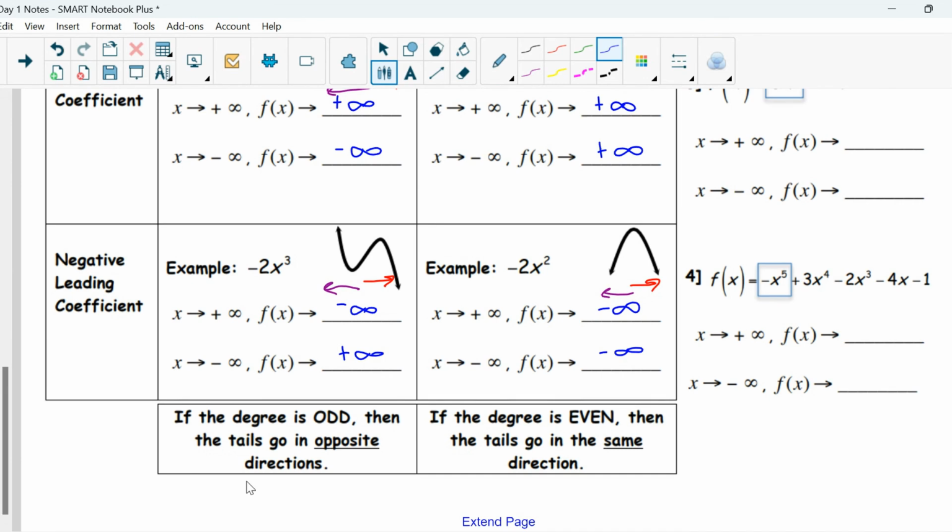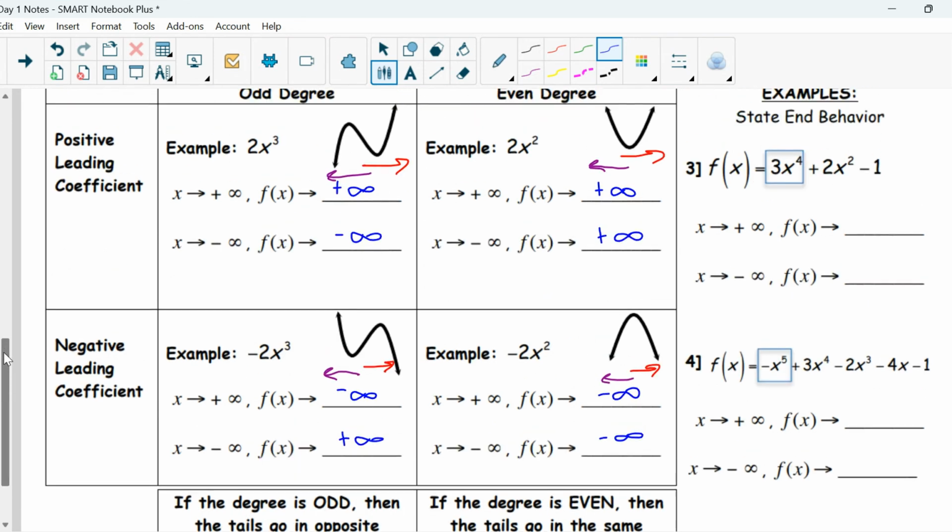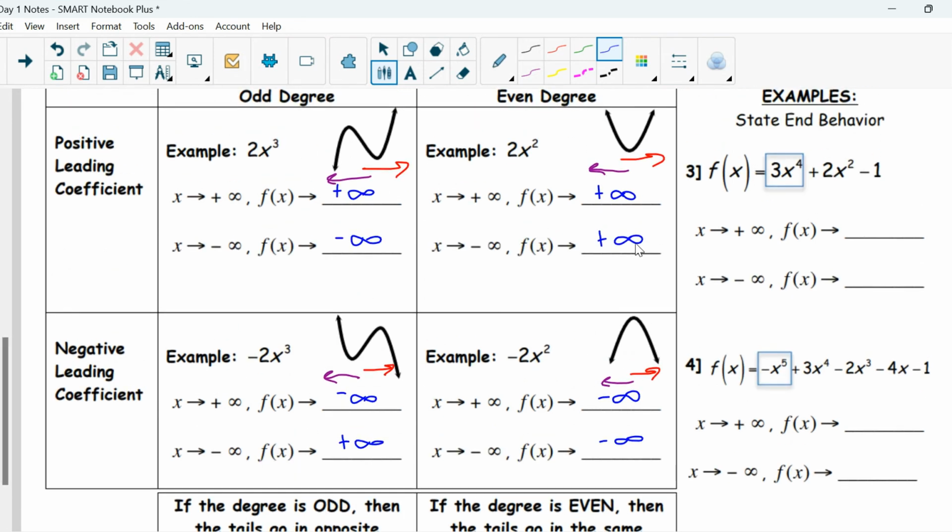If the degree is odd, then the tails go in opposite directions. If it's even, they head in the same direction. And you can see that from the chart that we just filled out. Okay, why don't you guys give these two on the right your best try based on whether we have a positive or negative leading coefficient, and then whether we have an odd or even degree. So give those two a try. That's how we're going to start class.